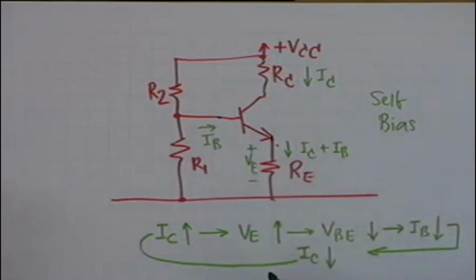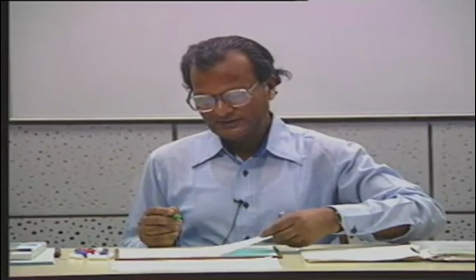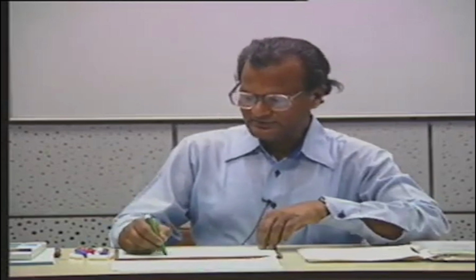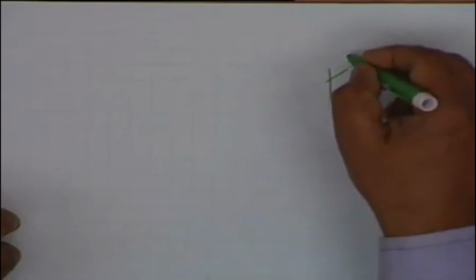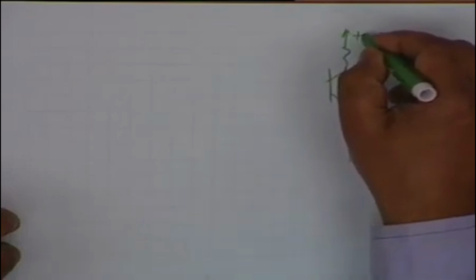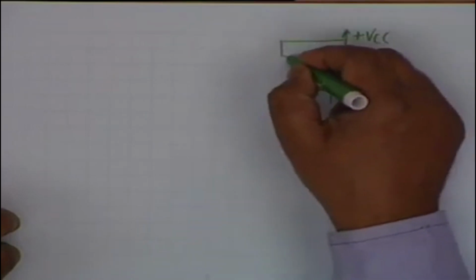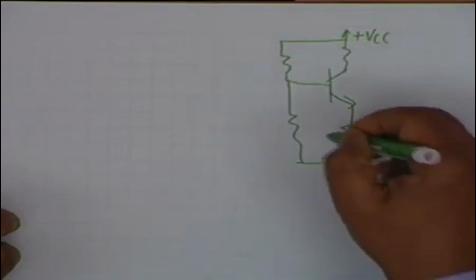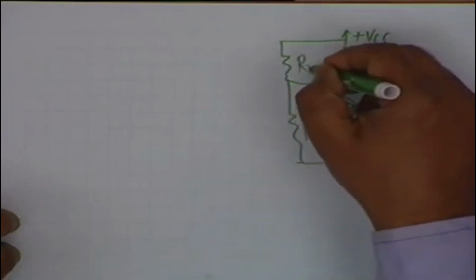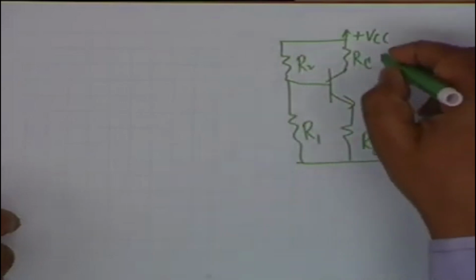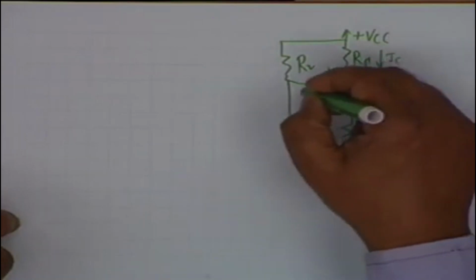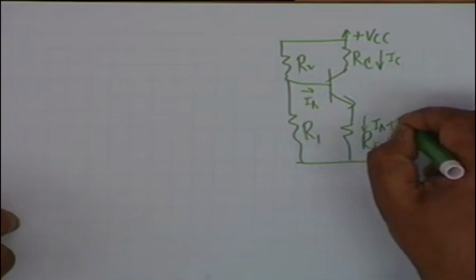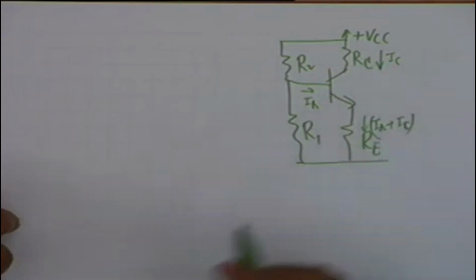Let us see analytically how this happens. In the process, you should remember, I will keep this circuit in the background: plus VCC, RE, R1, R2, RC, this is IC and this is IB, and this is IB plus IC. As many times as you draw it, the better.